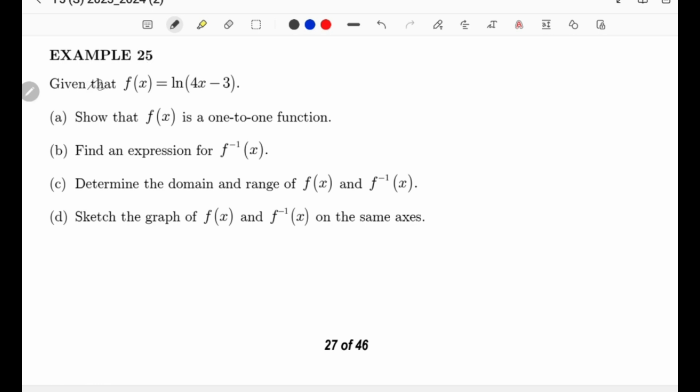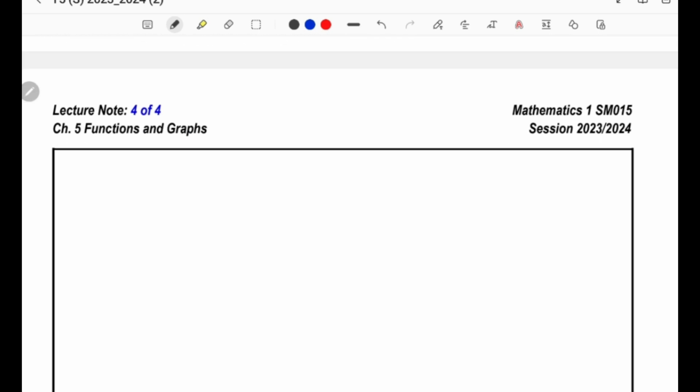Example 25. Given that f(x) equal to ln(4x minus 3). A. Show that f(x) is a one-to-one function. B. Find an expression for f inverse. C. Determine the domain and range of f and f inverse. D. Sketch the graph of f and f inverse on the same axis. So A.